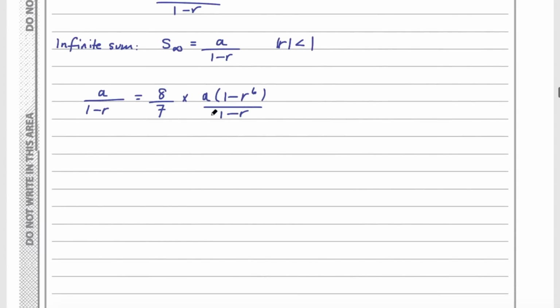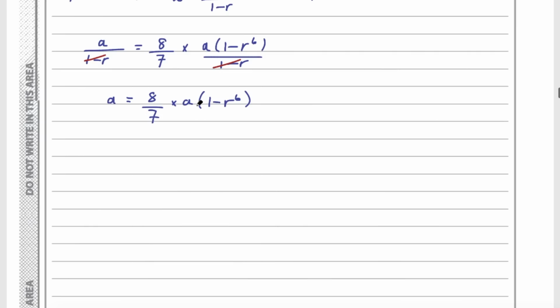We just need to solve this algebraically. So the first thing we can do is multiply everything by 1 minus r. So if we multiply the right hand side by 1 minus r, that'll effectively cancel those out. So on the next line, a equals 8 over 7 multiplied by a multiplied by 1 minus r to the power 6. So we've got rid of those 1 minus r's. They've cancelled each other out. Next, we could divide by a on the left or the right hand side, whichever you fancy, and they will cancel each other out. So on the left hand side we'll be left with 1, and on the right we'll have 8 over 7 multiplied by 1 minus r to the 6. So those a's have cancelled each other out.